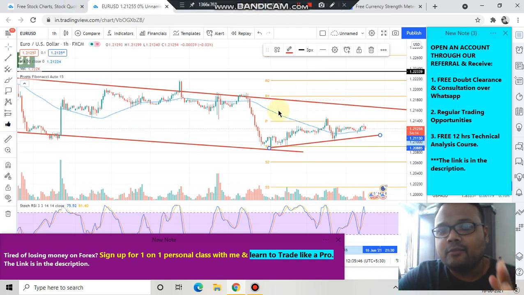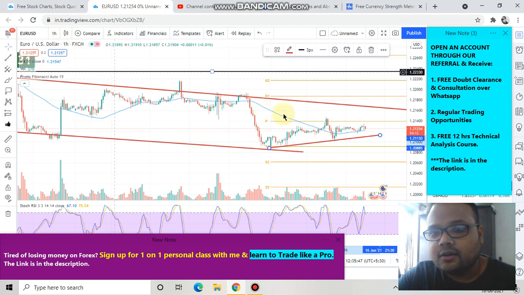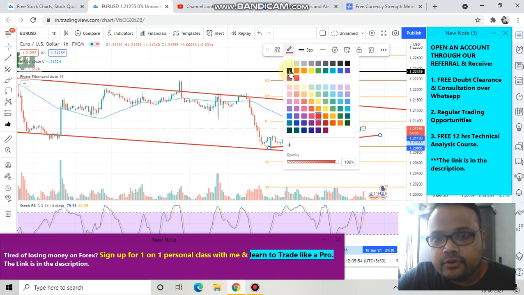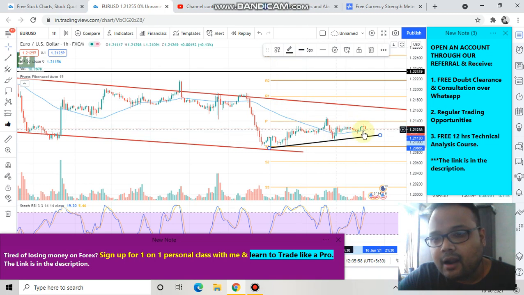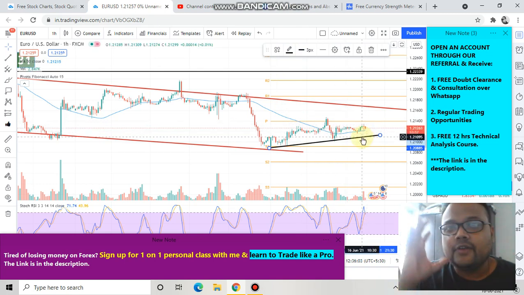So in your trading platform, just switch to the 1-hour chart, and you can also draw a trend line like this. So this is a small opportunity for Euro USD. Just draw a trend line like this, and when the market hits this black line or this trend line, just observe the price and see how the price reacts.